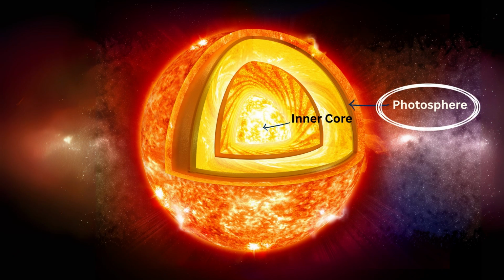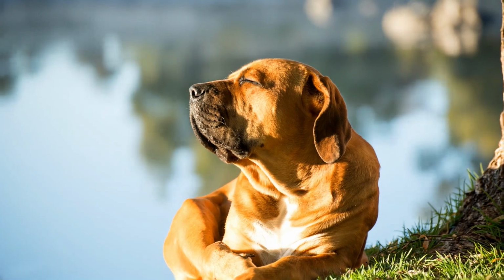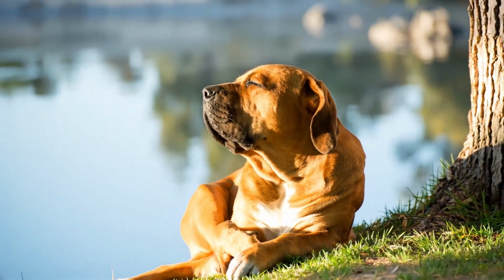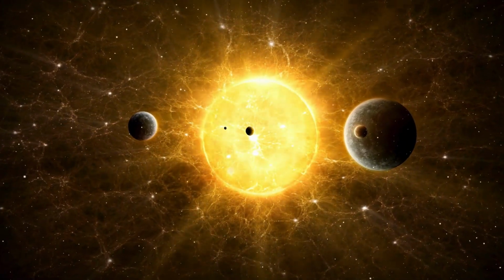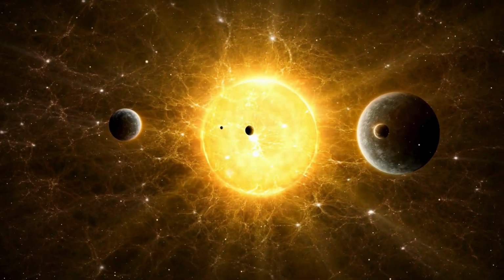The layer we can actually see is called the photosphere. It's like the sun's surface. Even though it's the coolest layer, it's still about 5,500 degrees Celsius. That's hotter than the inside of Earth. So next time you feel the warmth of the sun on your skin, remember, you're feeling just a tiny bit of the energy from a massive ball of fire millions of kilometers away.